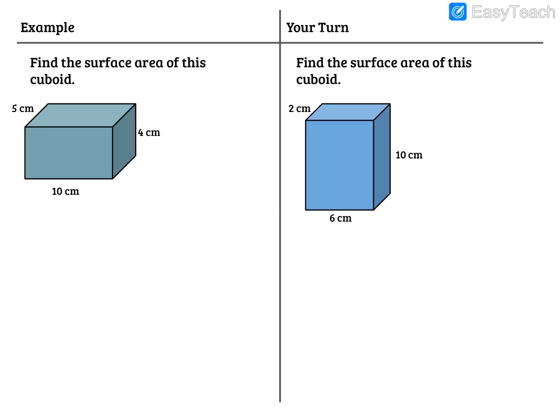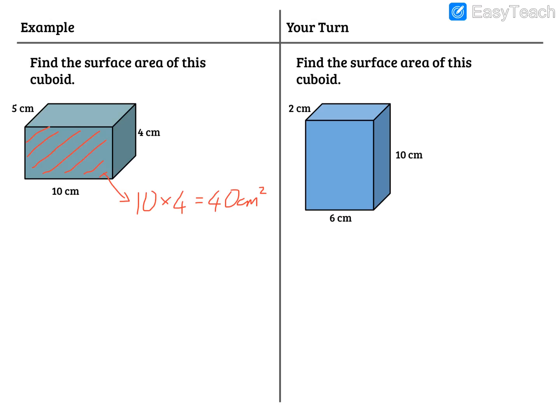I'm going to find the area, first of all, of this face. This one here at the front. Now I need to check how wide is it. It's 10 centimetres wide. And how tall is it? It's 4 centimetres tall. So I'm going to do 10 times 4. 10 times 4 is 40 centimetres squared.